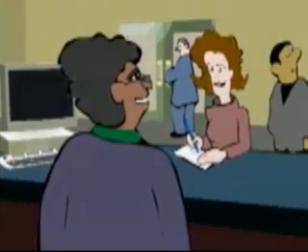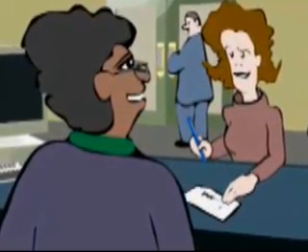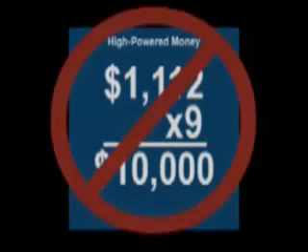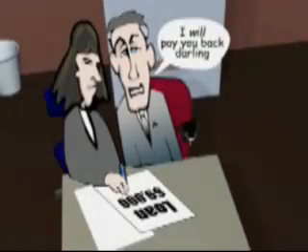Step 2. The seller then deposits this newly created $10,000 at her bank. Unlike the high-powered government money deposited at the central bank, this newly created credit money cannot be multiplied by the reserve ratio. Instead, it's divided by the reserve ratio. At a ratio of 9-to-1, a new loan of $9,000 can be created on the basis of the $10,000 deposit.